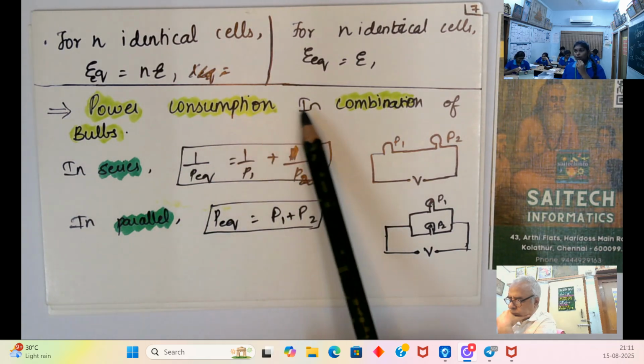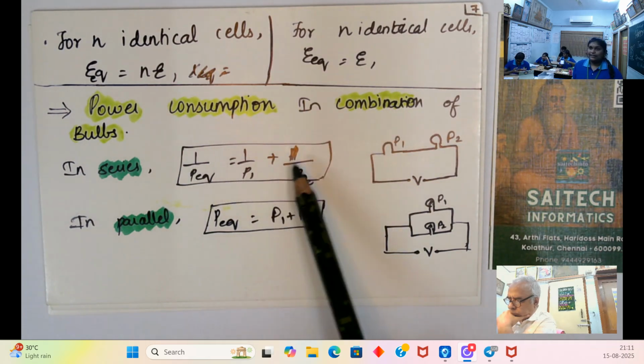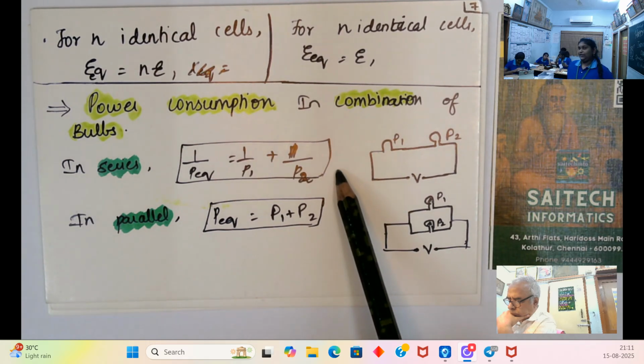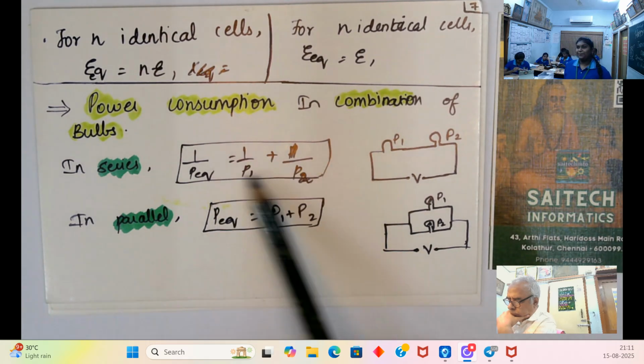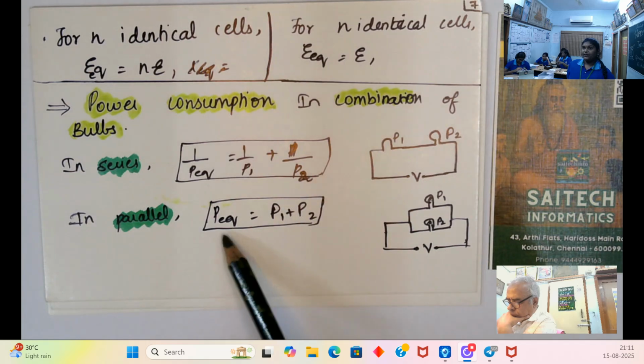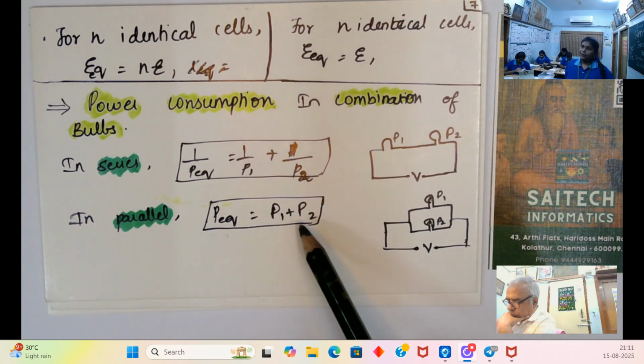Power consumption in combination of bulbs: in series, 1 by EQ is equal to 1 by P1 plus 1 by P2. In parallel, EQ is equal to P1 plus P2.